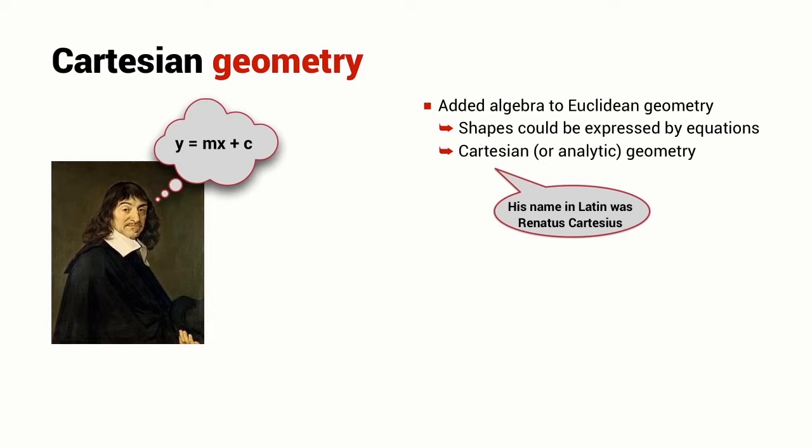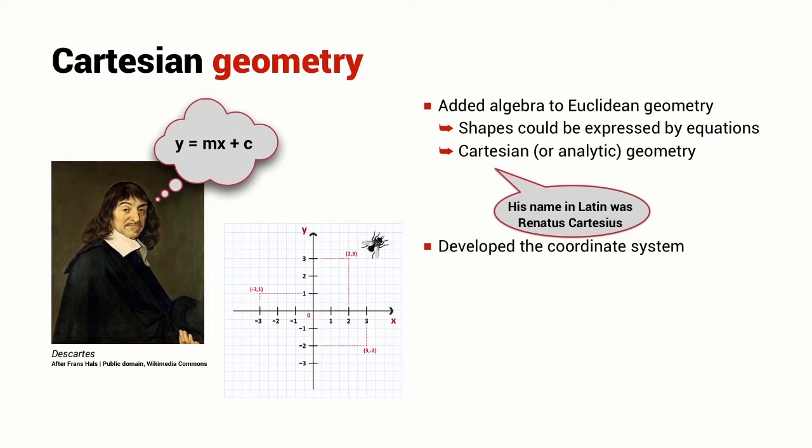We refer to this as Cartesian geometry or analytic geometry. It's called Cartesian. That's derived from his name in Latin, which was Cartesius. So he's the one who developed the coordinate system, a very familiar concept to us today, but it dates back to only the 17th century.